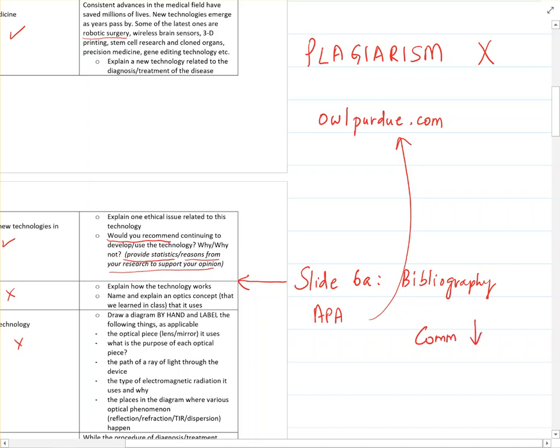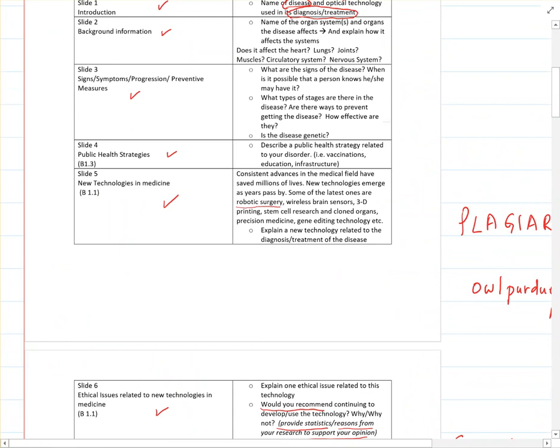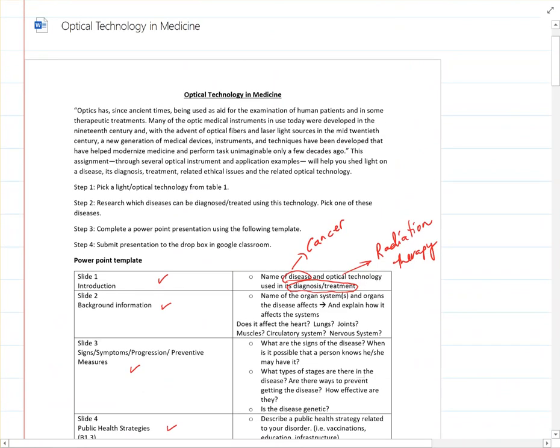Okay, if you have any more questions about this assignment, please ask the question in the Google Doc, so I can provide the answer right there and everybody can learn from that question and answer. Okay, good luck.